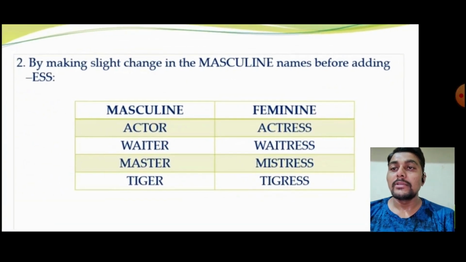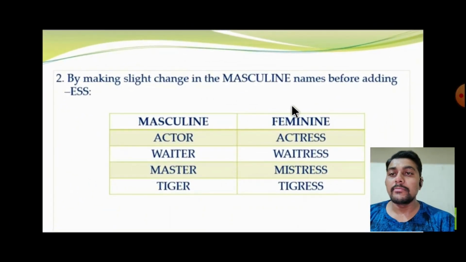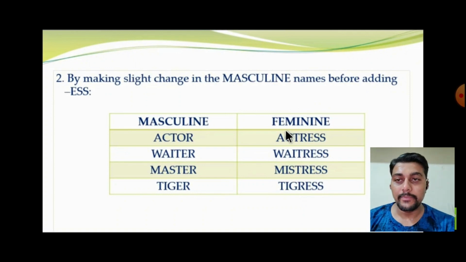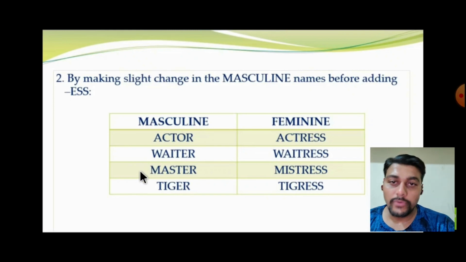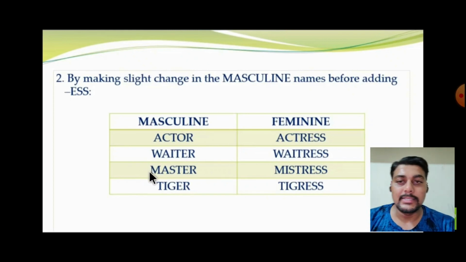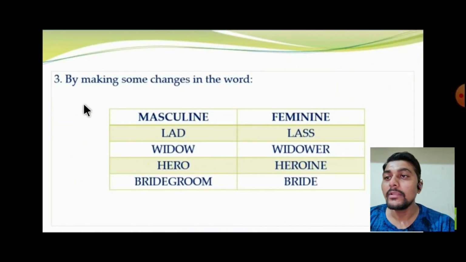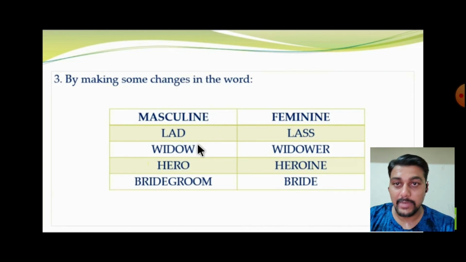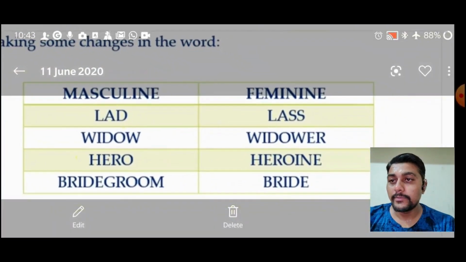So these are the rule number 2 to change masculine nouns into the feminine nouns, or we can say names. Understood? Before, we add ess, we have to just slightly change the names of the masculine nouns. Rule number 3: by making some changes in the word. Word means the noun itself. These are the examples. Okay, let's see.